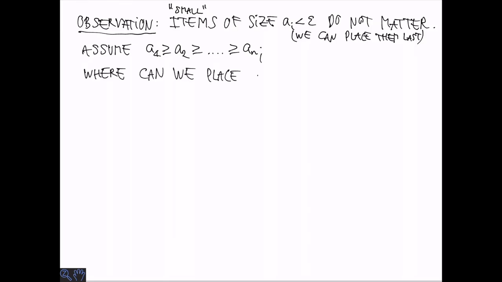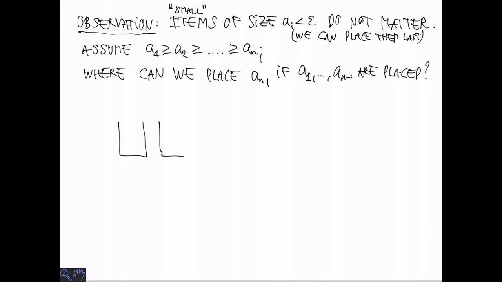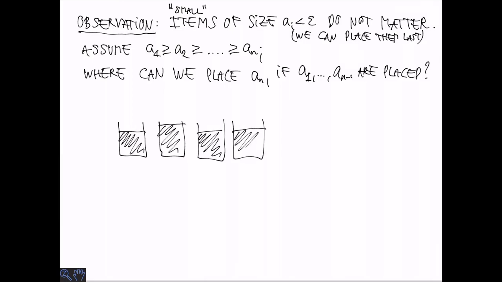So let's suppose we have placed all the items except an. Where can we possibly place an, the smallest item? So let's look at a configuration. So we have partially filled a number of bins. Now there are two cases for placing an.